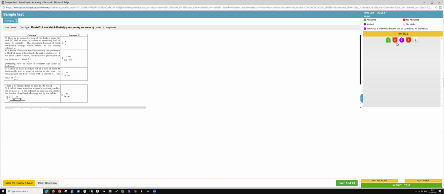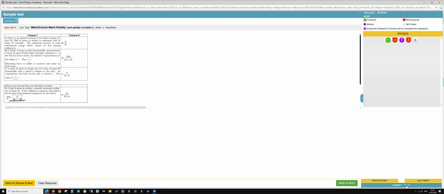So basically there are 4 colors here. The green tells you that you have marked the question. Red tells you that you have seen the question, but you didn't mark anything. The purple question, you marked it for review and it will be considered for evaluation. So if you mark it for review and go ahead, even if you don't submit it, the system will count it like you marked it. And the gray color indicates you have not seen the question so far.